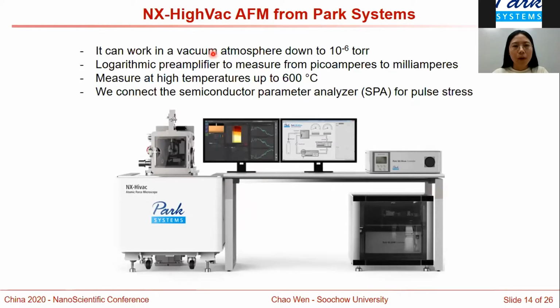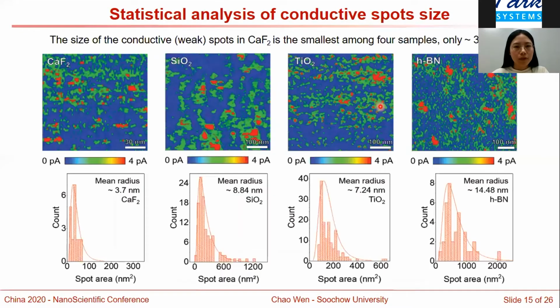First, it can work in a vacuum atmosphere down to 10 to the minus 6 torr. Second, we can use a logarithmic preamplifier to measure currents from picoamperes to milliamperes. Third, we can measure our sample at high temperatures up to 600 degrees centigrade. Fourth, we can connect the CAFM with a semiconductor parameter analyzer so that we can apply pulse stress to our samples.